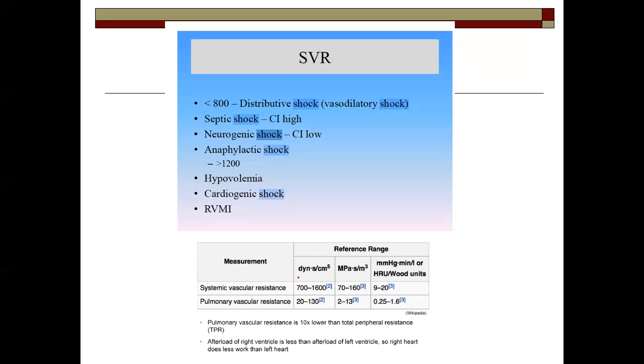So if a patient has a low systemic vascular resistance, we generally say it is distributive shock. A patient in distributive shock will have a low systemic vascular resistance because they're doing what with distributive shock? Yeah, they're dilated, so they're vasodilated. They've opened up the systemic vasculature. In a patient with septic shock, we'll see they'll have a high cardiac index. They'll have a neurogenic shock.